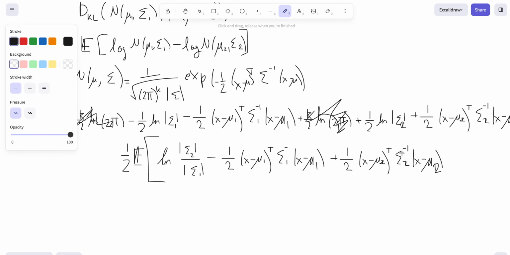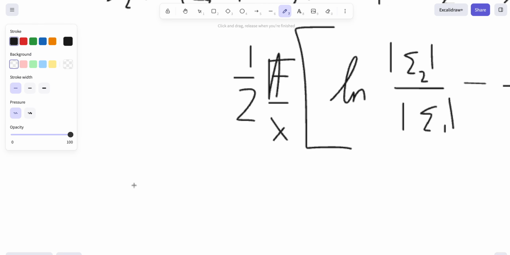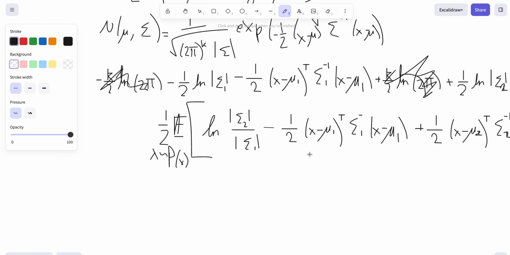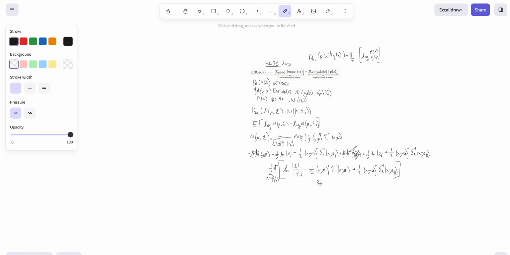Okay, so what's the next step? Well, here's the thing: we're taking the expectation over x, over the distribution p of x. And so here this simplifies very nicely.